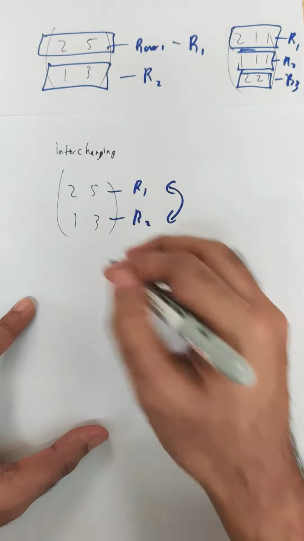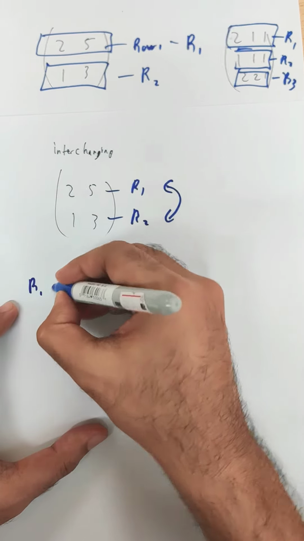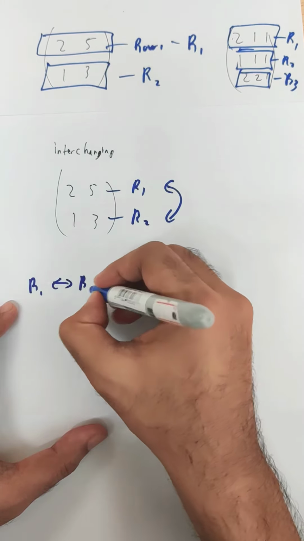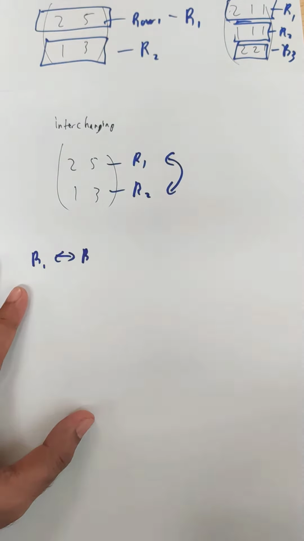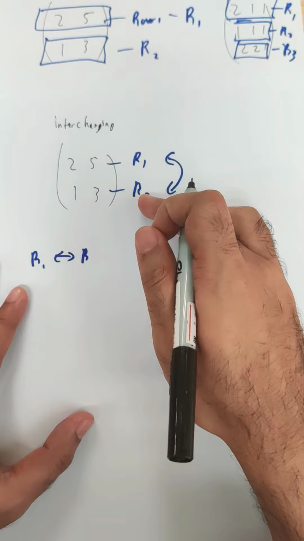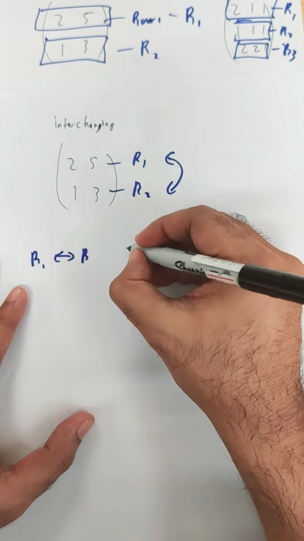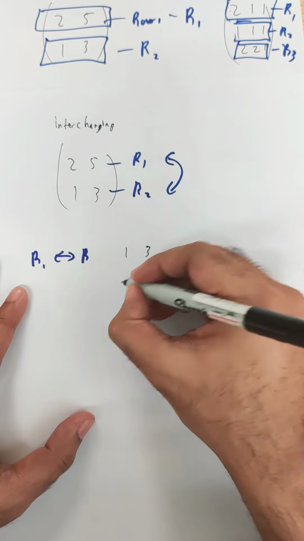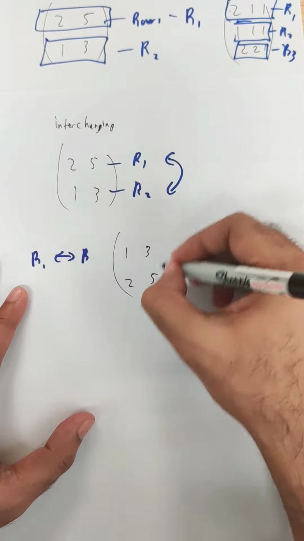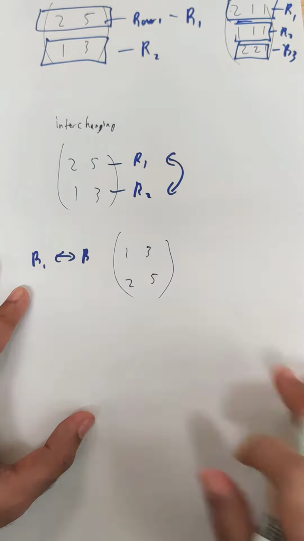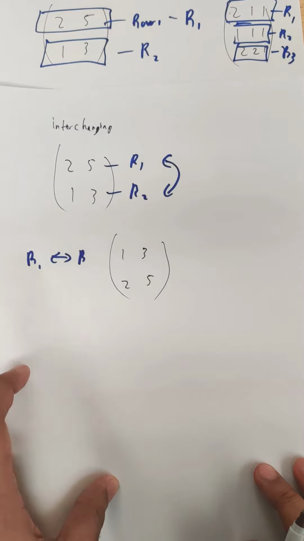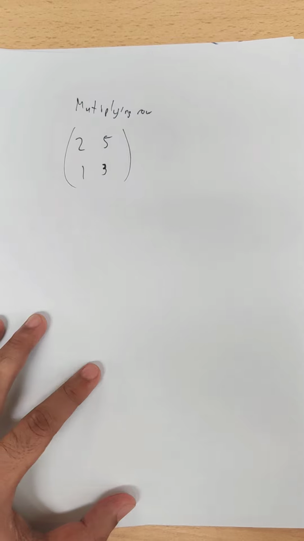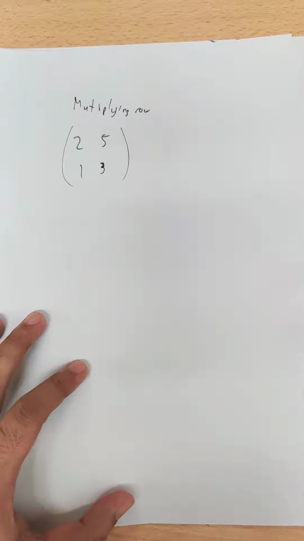I can switch them. So if I say row 1 is exchanged with row 2, this is the symbol of exchanging rows. So row 1 becomes row 2 and row 2 becomes row 1. So I get 1 3 2 5. This is what I get if I do interchanging rows or exchanging rows, or sometimes I just say switch.